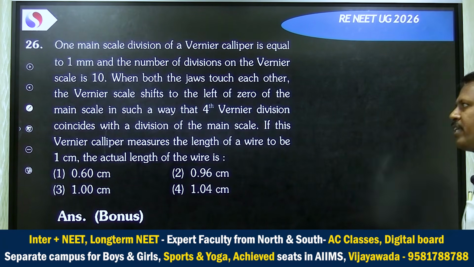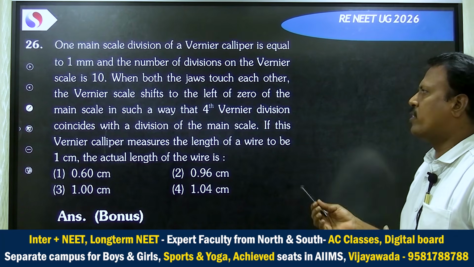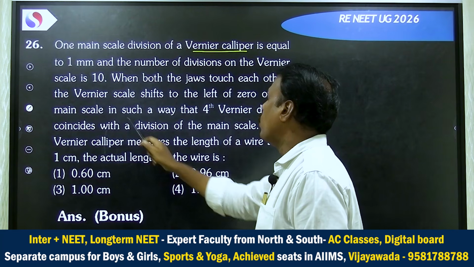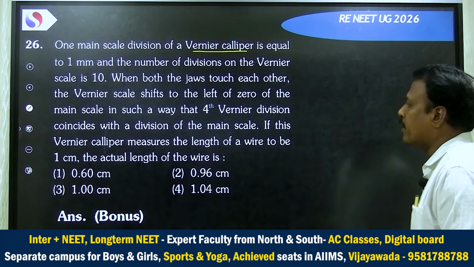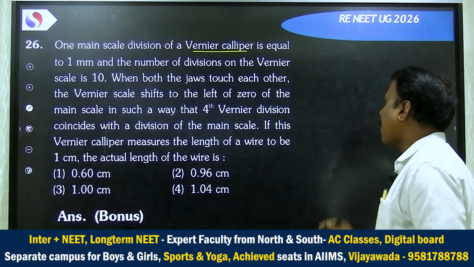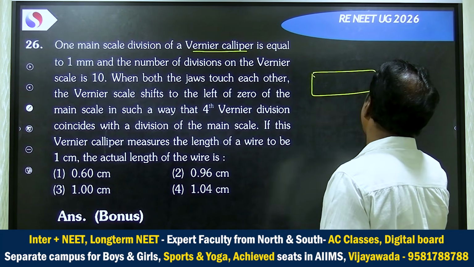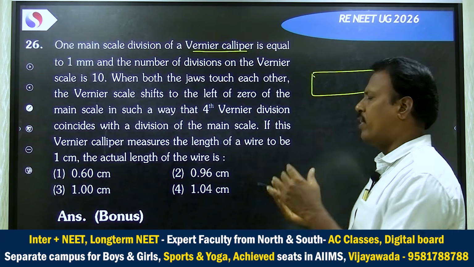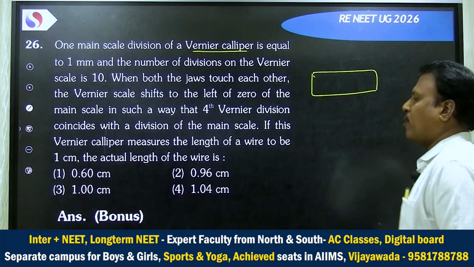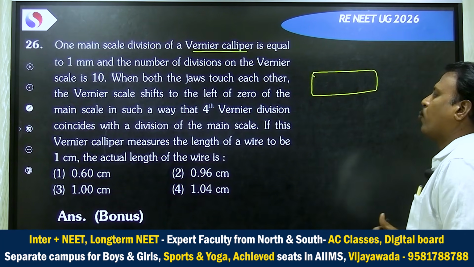Now look at 26. Here it is from vernier calipers, and very rarely they will extend the problem up to zero error. But here, unfortunately, zero error is given, but there is a confusion between the standard model in the books and the actual way of calculating error. That's why there is an ambiguity, there is a confusion.